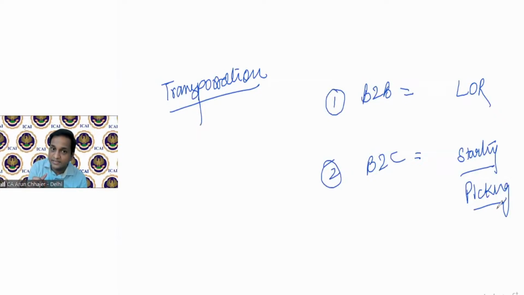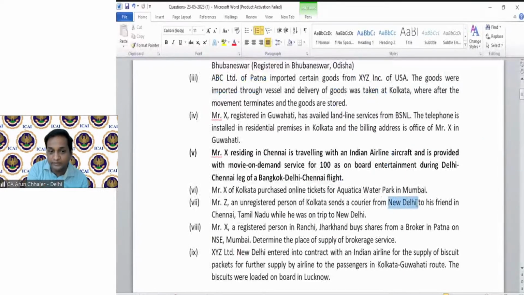In the given case, the goods were handed over at New Delhi because Mr. Z is an unregistered person, and therefore the location at which goods were handed over, it is Delhi. So the place of the supply would be New Delhi. Correct.